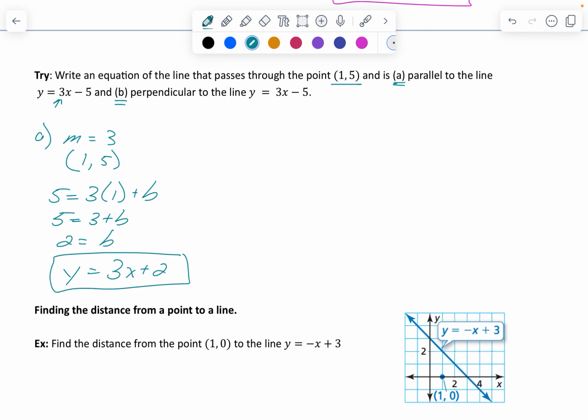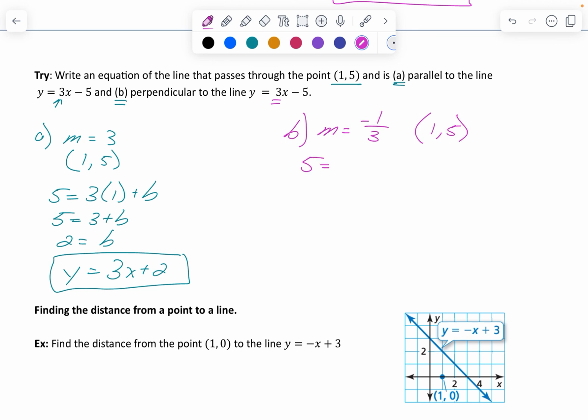Now for part B, let's see, it's perpendicular to that. So we know the slope has to be negative 1/3. Ooh, this one's not going to be fun. And we have the point (1, 5). All right, let's do it.